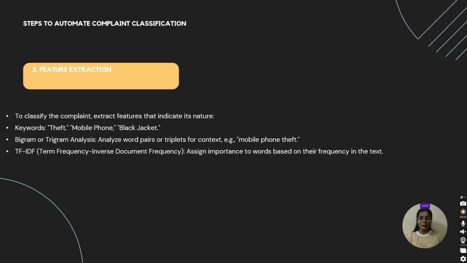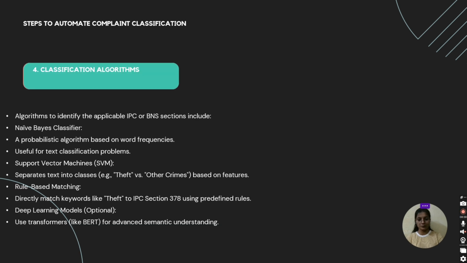Bigram or trigram analysis: analyze word pairs or triplets in the text. For example, "mobile phone", or for example, "mobile phone theft". TF-IDF assigns importance to the words based on their frequency in the text. The fourth step is the classification algorithm.